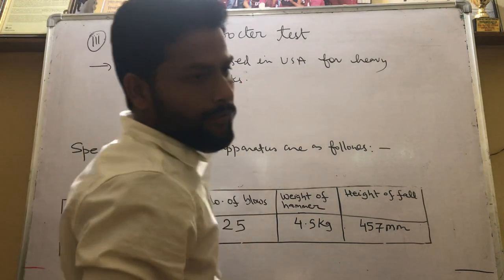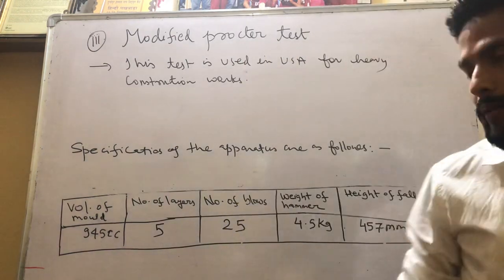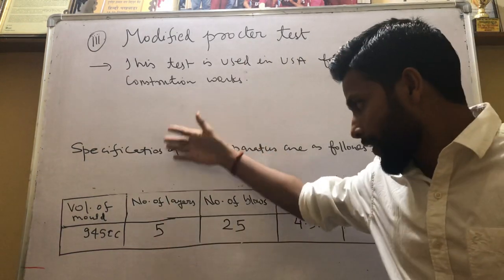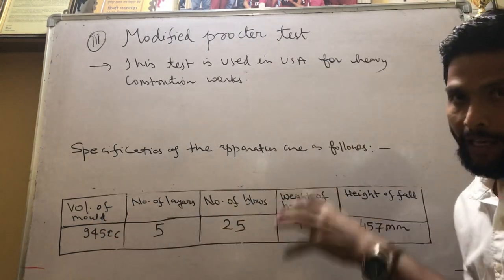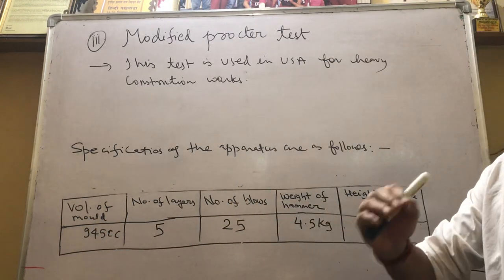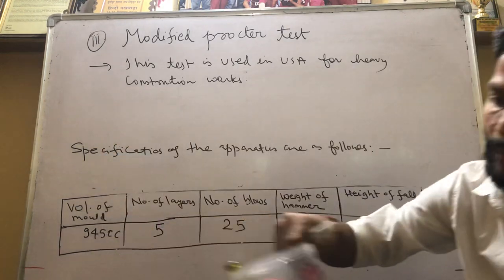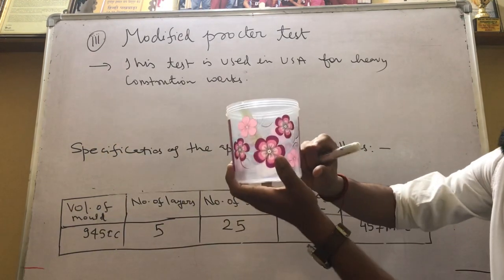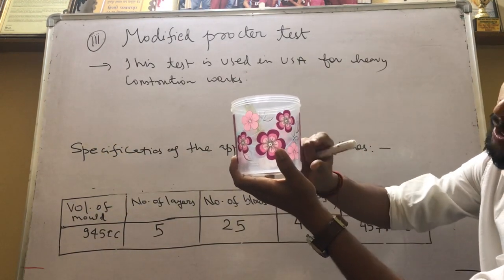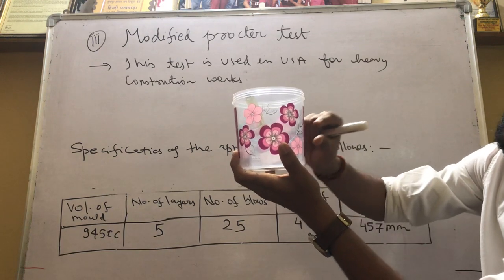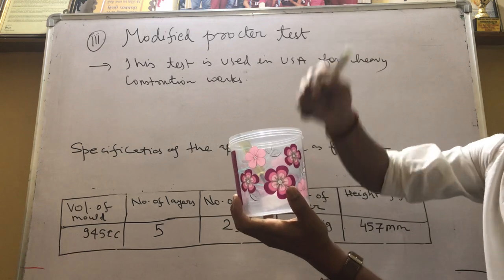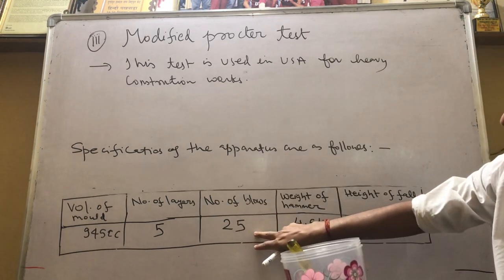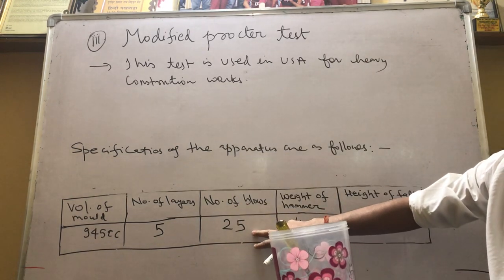This is used for heavy construction works in other parts of the world. The specifications: volume of mold 45, number of layers 5. Now I am filling up the sample; suppose you are the mold, you have to fill this mold in 5 layers: 1, 2, 3, 4, 5. Each layer you have to compact 25 times, by giving 25 number of blows.